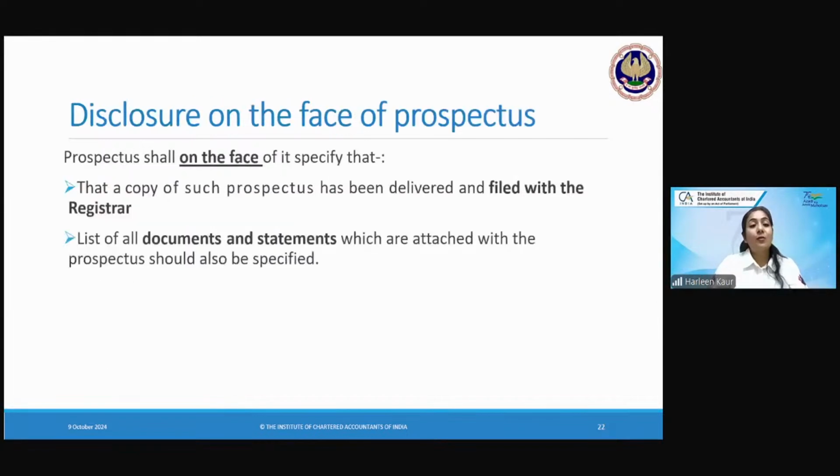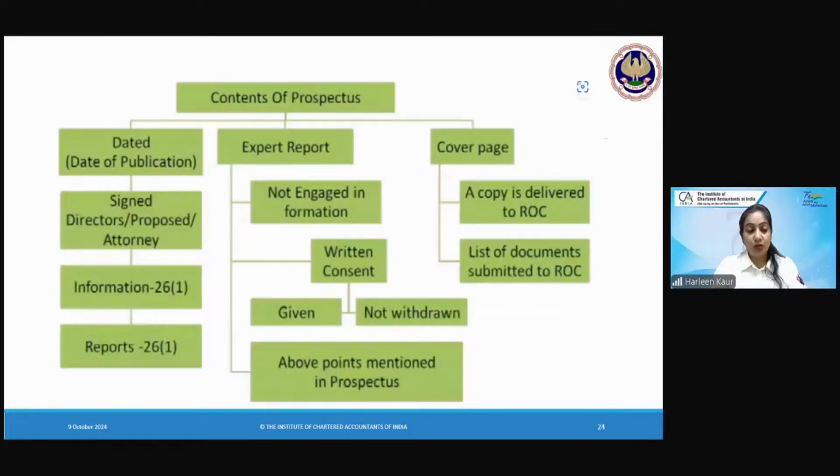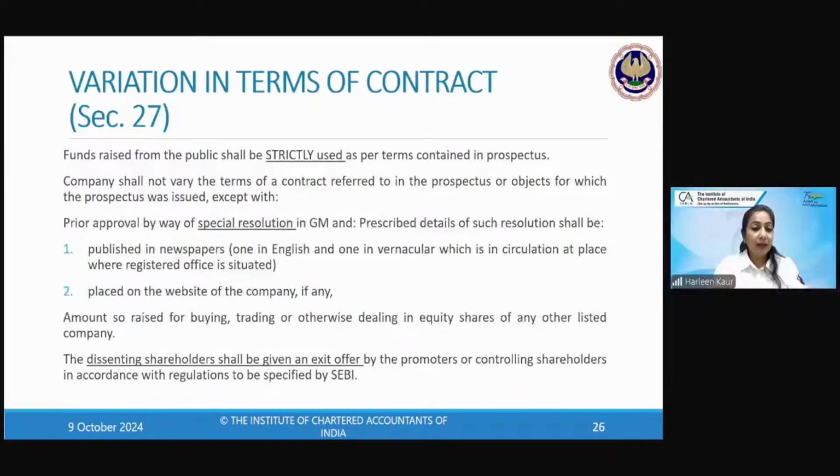Very nice, children. I hope sections 23, 24, 25, 26 are clear. Any doubts in these sections so far? So can we move to section 27? Anyone having any doubts? Okay. Another MCQ question for all of you. What are the 2 cases in which the prospectus is not compulsory to issue? Prospectus is not required. What are the 2 cases?